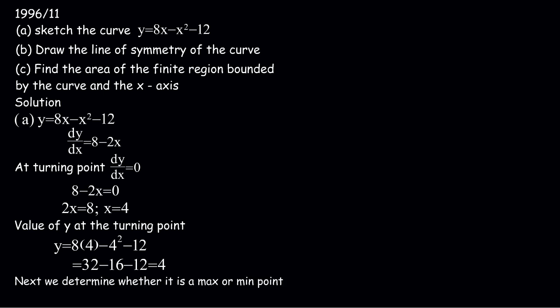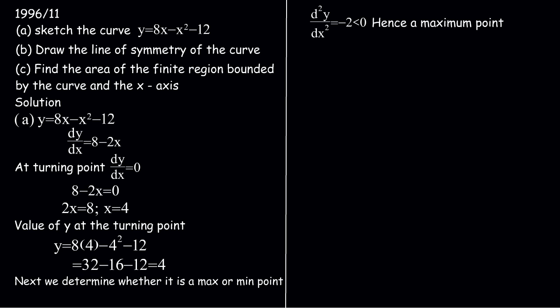Next, we need to determine whether it's a maximum or a minimum point. And to do that, we have to find the value of d²y/dx². And if it is greater than 0, it is minimum, and if it's less than 0, it is maximum. Differentiating, d²y/dx² will be equals to minus 2. That's when we differentiate 8 minus 2x. And since it is less than 0, it is a maximum point.